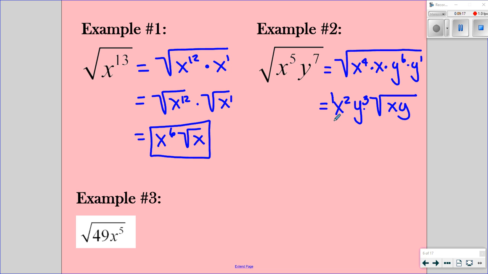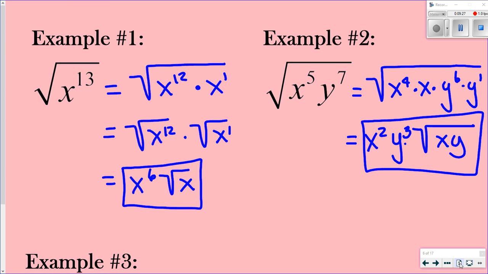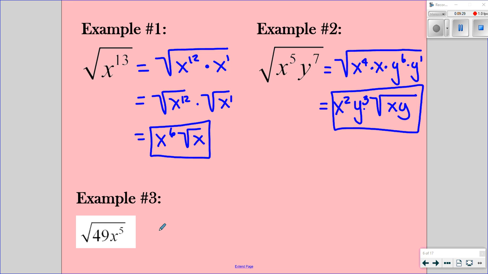And then here you have your simplest radical form for this exponent. Now if you do it with numbers, you have 49 and then this one. So let's break it down underneath the radical. We have 49, then we have x to the 4th, and then x to the 1st. You know the square root of 49 will give you 7, so take that out.